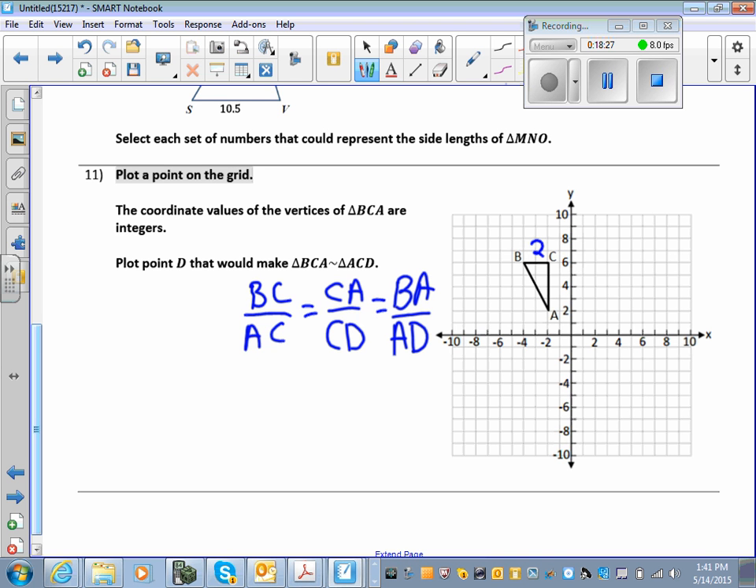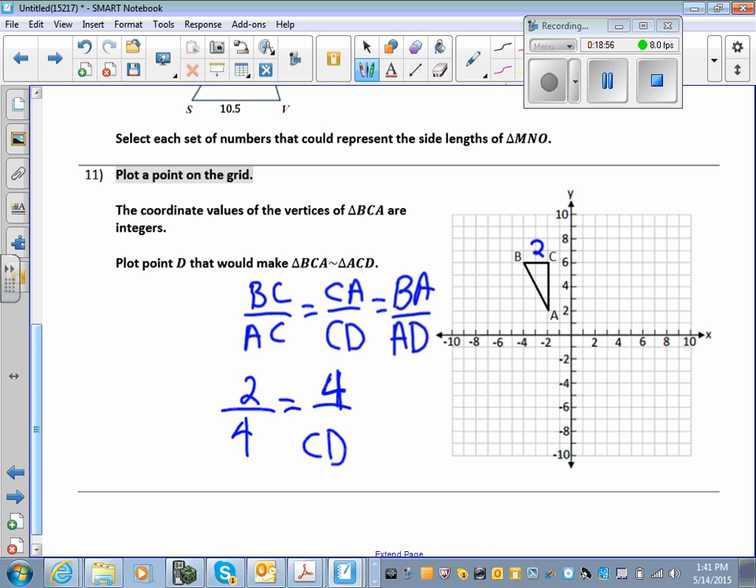2, right? So the scale factor is 2 over AC, which is what? 4, right? That's what we have. CA is 4 over CD. I don't know what CD is because I'm trying to find what D is. And BA, that's my hypotenuse. So I don't need to worry about this one because all I need to do is find where D is.